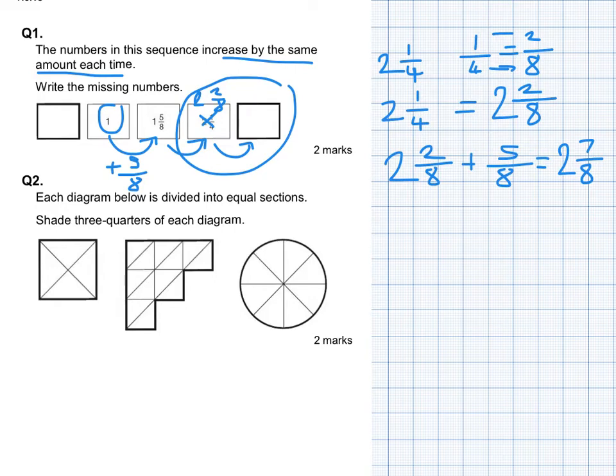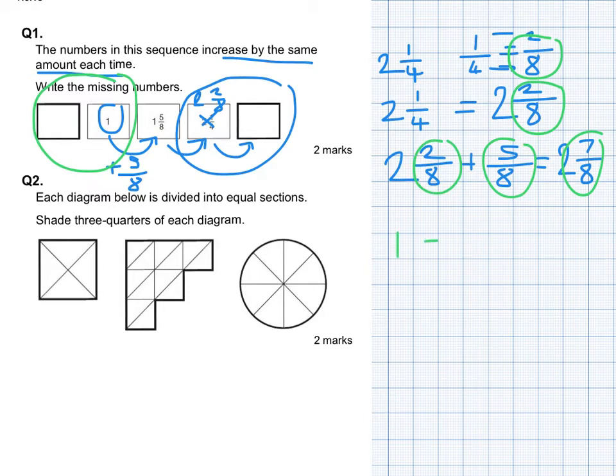Now we're going to look at the other side, where we've got 1 whole. Because here I converted to eighths, I've got eighths here, eighths here, and eighths here. I'm going to take 1 whole and turn it into 8/8. And because I'm working the other way in the number sequence now, instead of adding 5/8, I'm going to take away 5/8. So 8/8, take away 5/8 will give me 3/8.